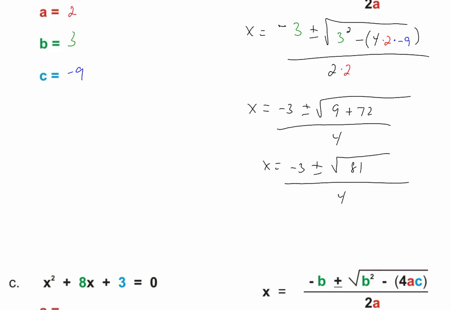Did you end up at -3 plus or minus the square root of 81 over 4? You should have had a 9 plus a 72, or a 9 minus a minus 72, right? Which is still a 9 plus a 72. So how many ended up at the square root of 81? Okay, so some of you did not. Are you figuring out why you didn't get the square root of 81? Figure out why. What did you do wrong that caused you not to get 81? You've got to figure that out now, otherwise you're going to keep making that mistake over and over again.